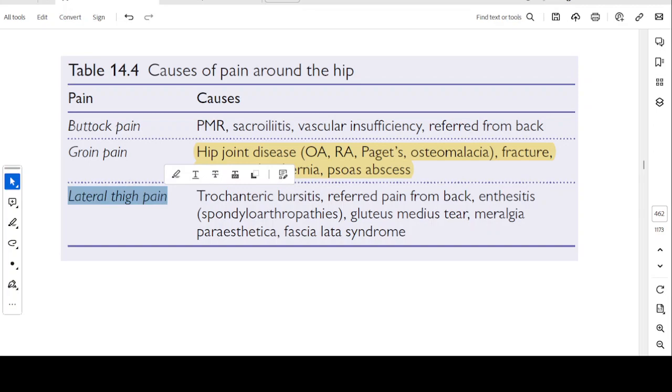Lateral thigh pain: trochanteric bursitis. When the pain is on the lateral side of the thigh, then it's a trochanteric bursitis. Also consider referred pain from the back, enthesitis, spondyloarthropathies, gluteus medius tear, meralgia paresthetica, fascia lata syndrome.